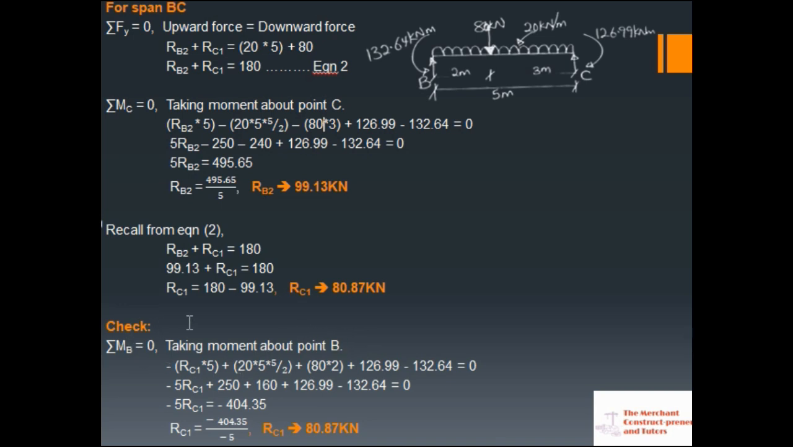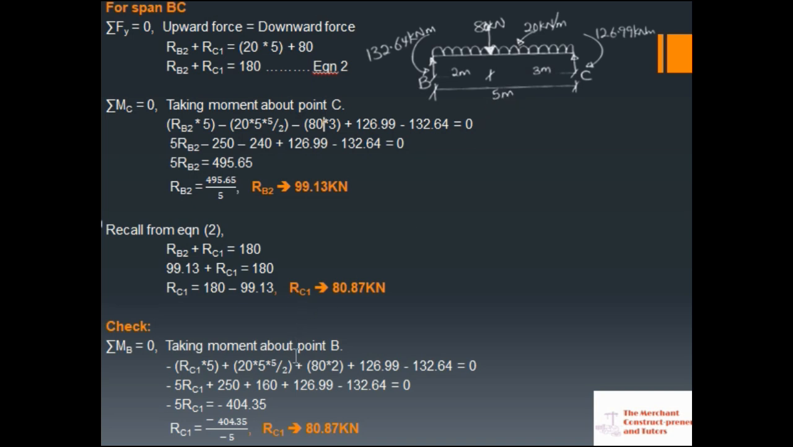So check. Since we took moment about point C, we're going to take moment about point B as a check. Anti-clockwise moment is negative, clockwise moment is positive. So I have RC1 multiplied by 5 to this portion here, force and distance. That's why I have this. Plus, this uniform distributed load is coming down in a clockwise direction towards point B, 20 times 5 times 5 over 2.